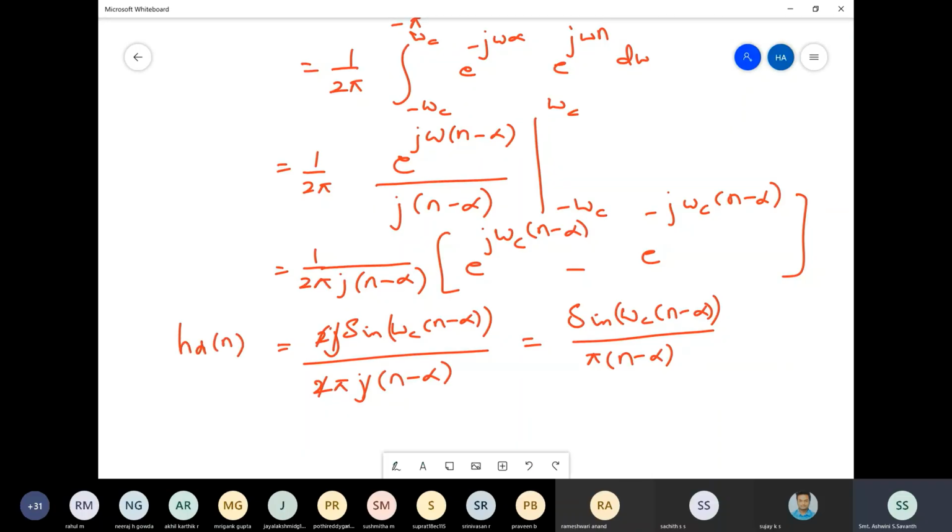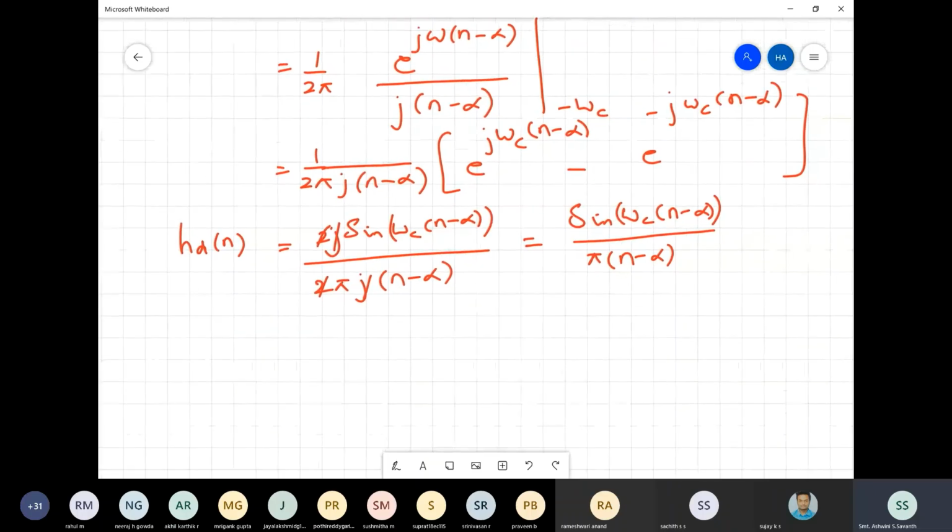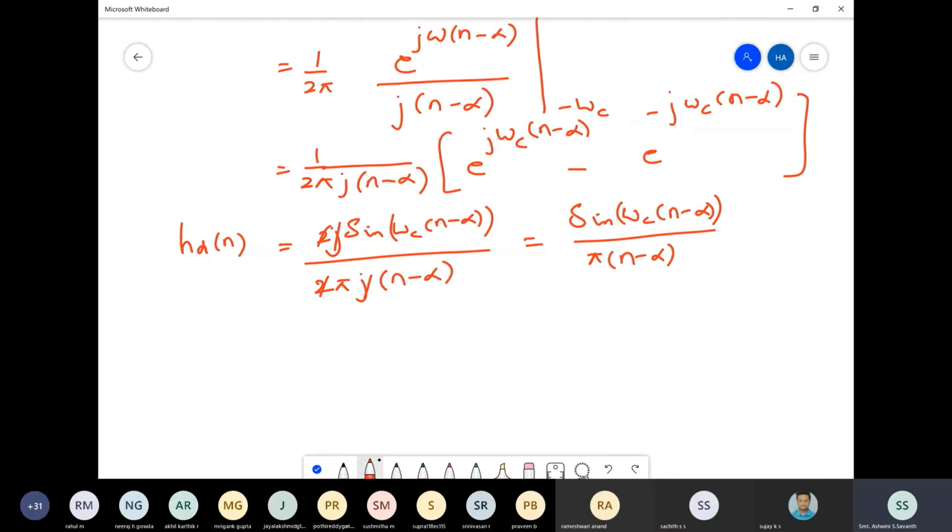So should we stop at this point with the value of HD of n? Can we put all values of n in this equation? No, right? If you put n equal to alpha, what happens? It becomes a 0 by 0 form, sine 0 by 0, which is an indefinite form. So definitely you cannot put n equal to alpha in this case. So this equation is valid for all values of n except n equals alpha.